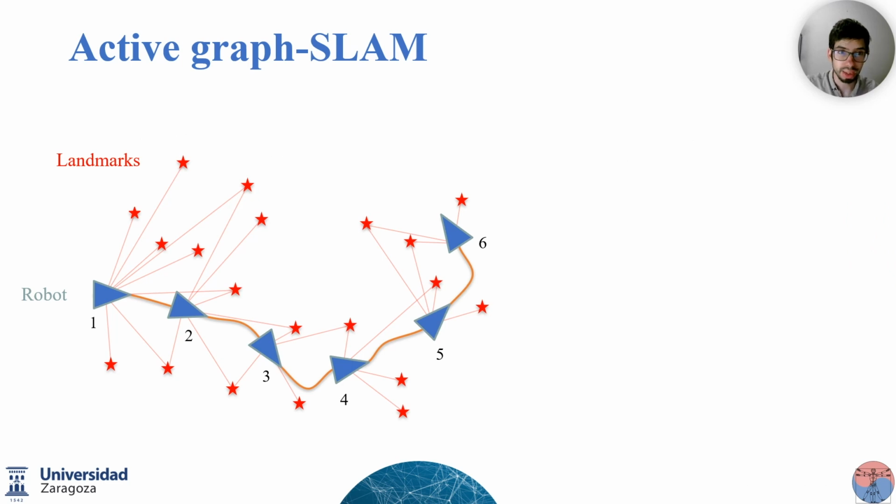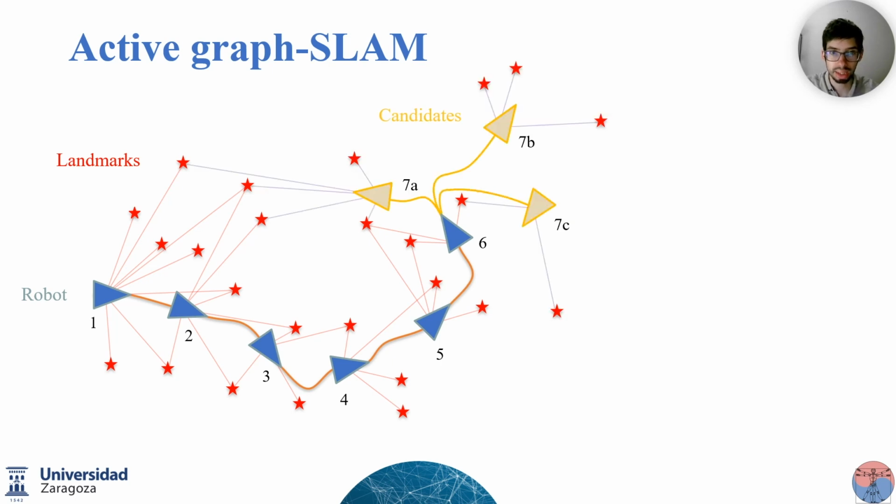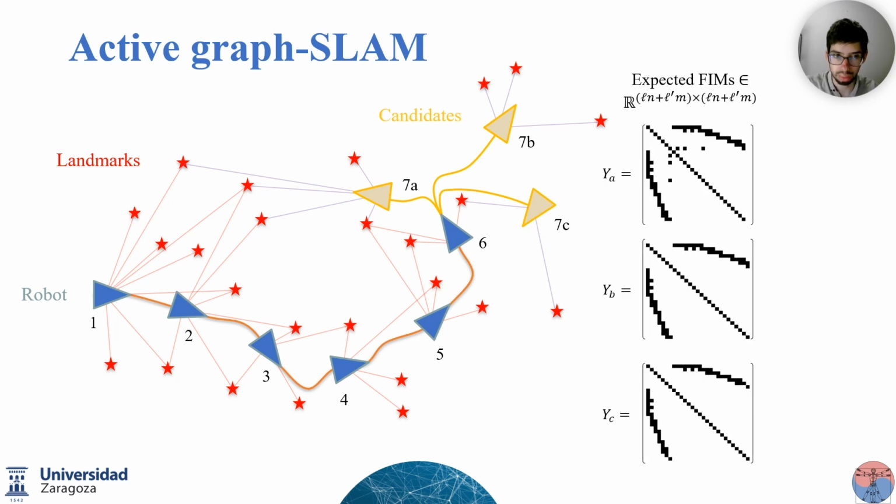Within this field, it is active Graph-SLAM which is of particular interest for this talk. In this instantiation of the problem, the state is represented by a graph, and therefore each candidate goal will result in a different posterior graph configuration. In this toy example, we can see how each candidate destination would yield a different graph, and therefore a different feature information matrix. Comparing these matrices is a common approach to select the optimal destination.